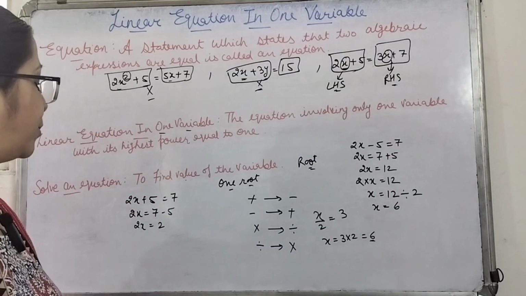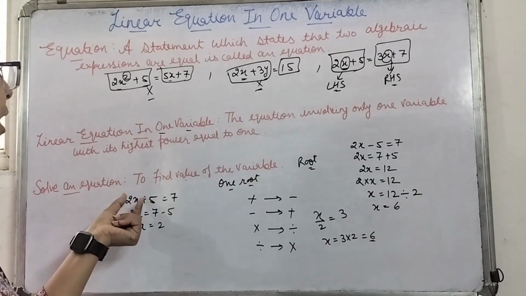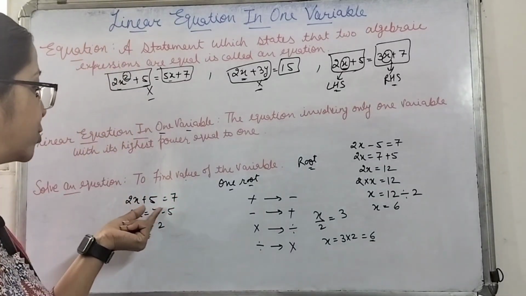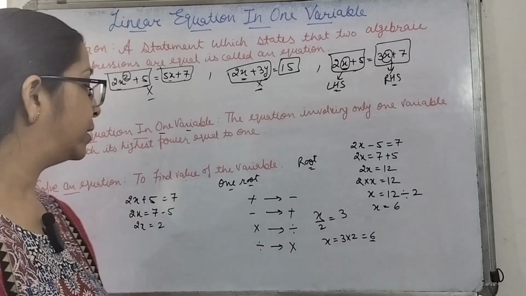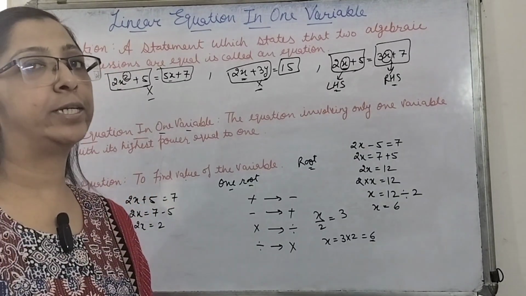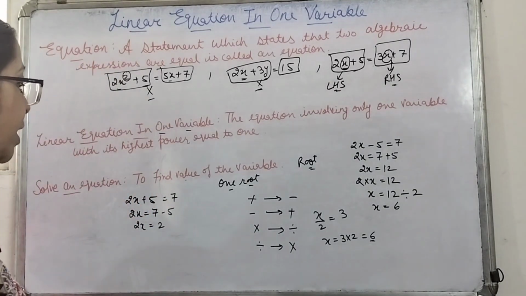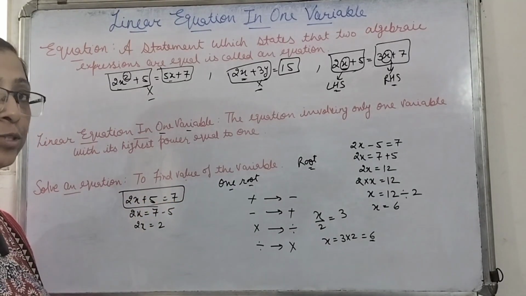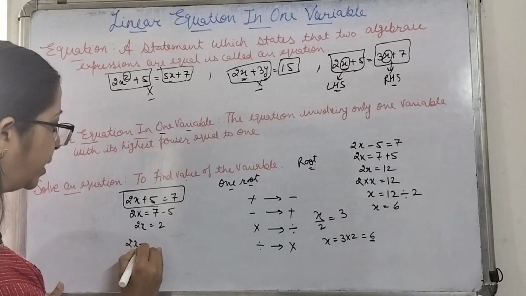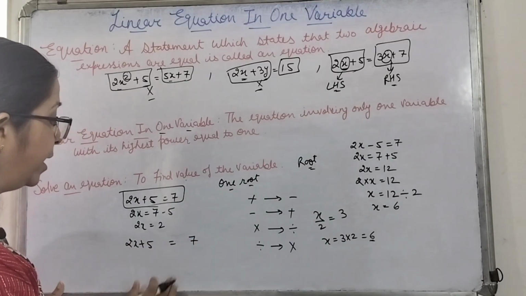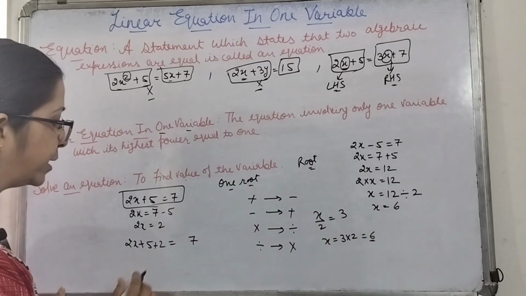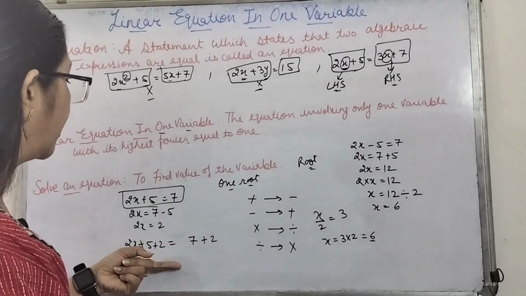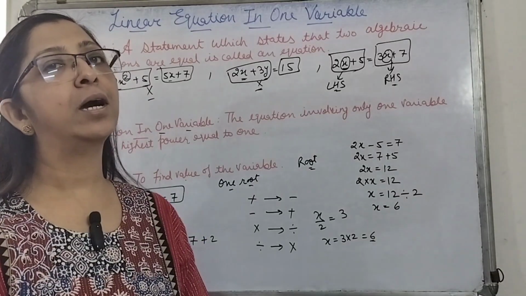Along with that, one more important thing is that if we add the same number in the LHS and also in the RHS, then the equation remains unaltered. That means the equation remains the same. Now suppose this is the equation I am talking about: 2x plus 5 is equivalent to 7. If I add 2 in the LHS and the same 2 in the RHS also, then also your equation will remain unaltered.